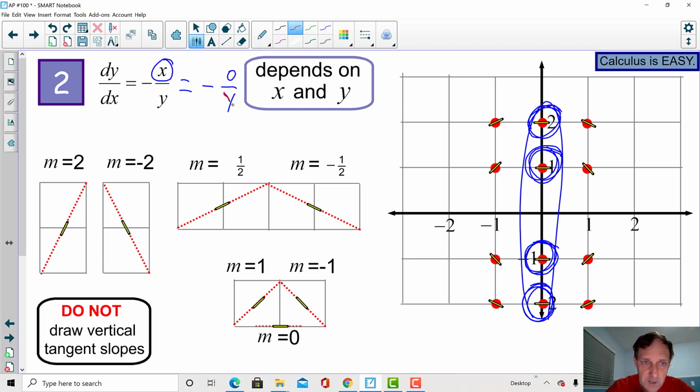You'll notice we did not plot this slope when y was 0, and that's because if y is 0, you get undefined. Now y is 0 is the x-axis.